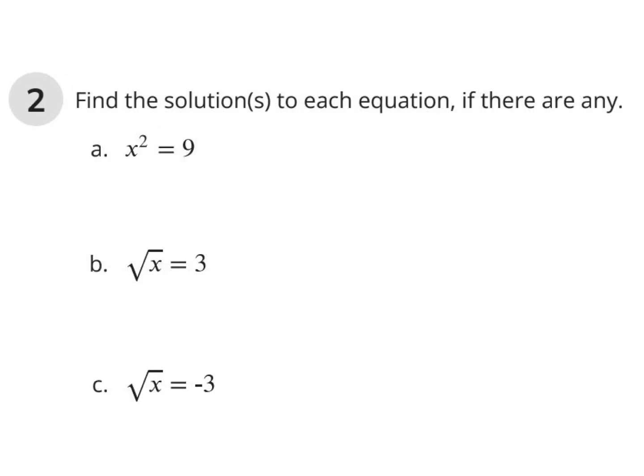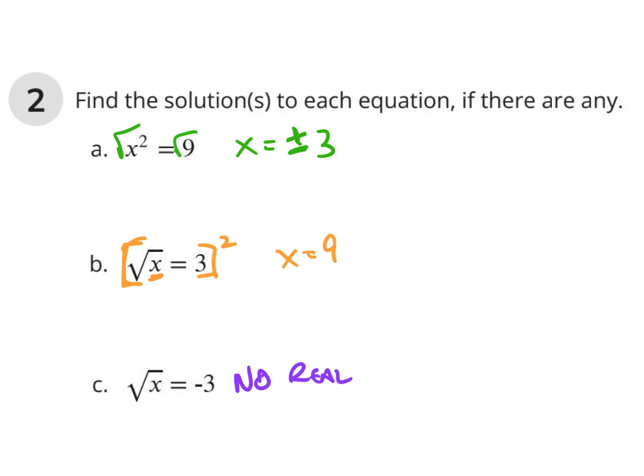Okay, final solutions. So to get rid of a square root, we square both sides. So x equals plus or minus 3. For the next one, to get rid of a square root, we only look at what's being done to the variable. That's what makes this unique. We square both sides. So x equals 9. And for the last one, a square root cannot be equal to a negative, so there's no real solution.